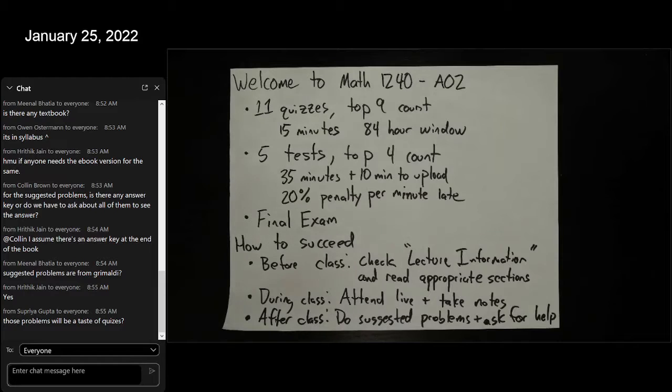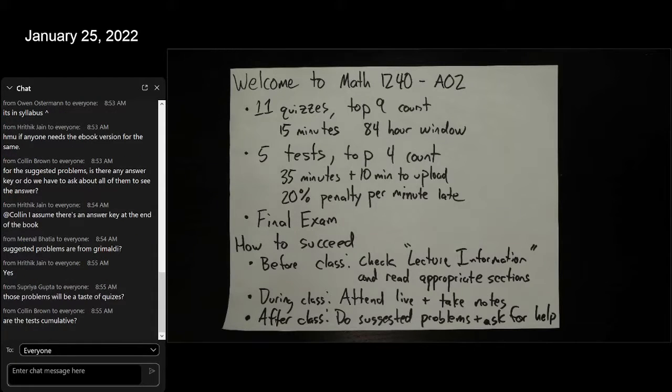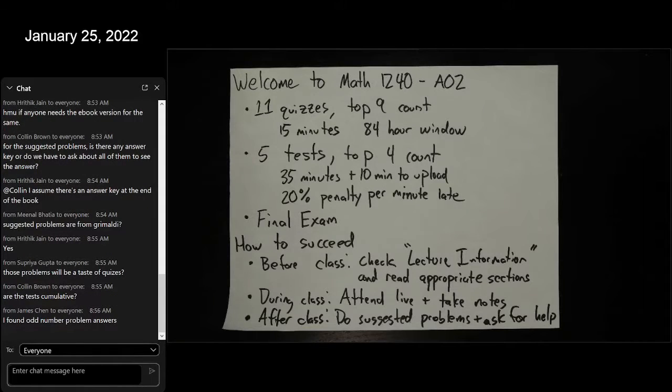These are good questions. I like these questions. Other things you want to know. Are the tests cumulative? I'm going to say yes, with a heavy focus on the recent material. So a lot of the ideas in this course build on each other. Each test will focus on the most recent material, but you might need some of the ideas from previous tests.